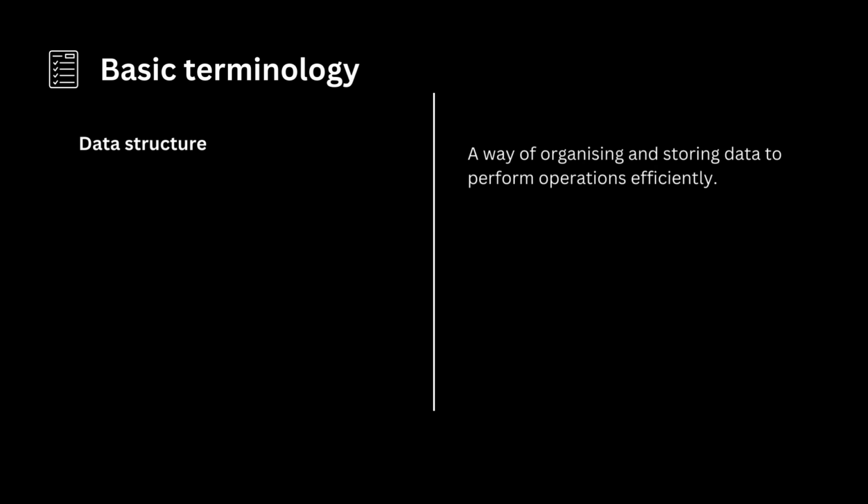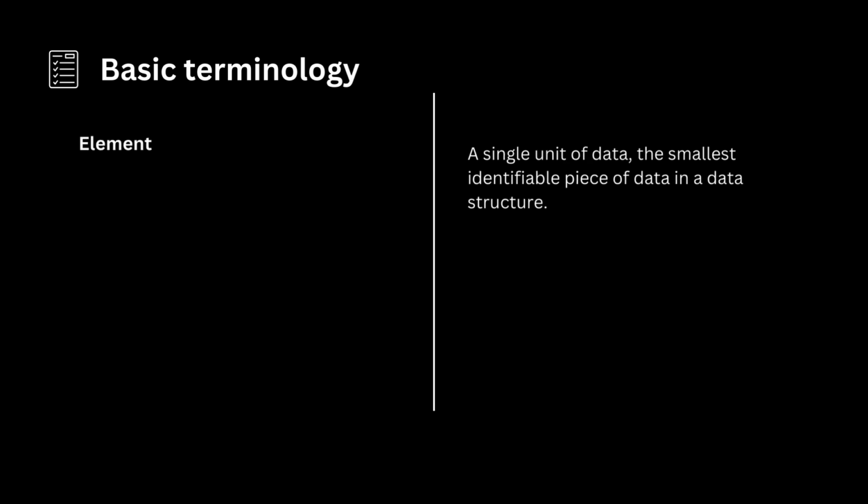Understanding the basic terminology related to the data structures is essential for effective communication and comprehension in computer science. Here are some fundamental terms: data structure, a way of organizing and storing the data to perform operations efficiently. Element, a single unit of data, the smallest identifiable piece of data in the data structure.